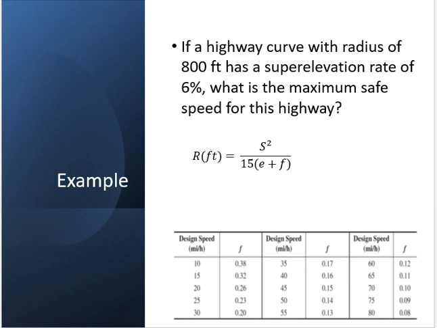Radius is 800. E is 6%. And you will put in your values of f, the ones which you gave me. Tell me what speed you are getting. I want the speed at the f values which you have told me: 0.17, 0.15, 0.10.